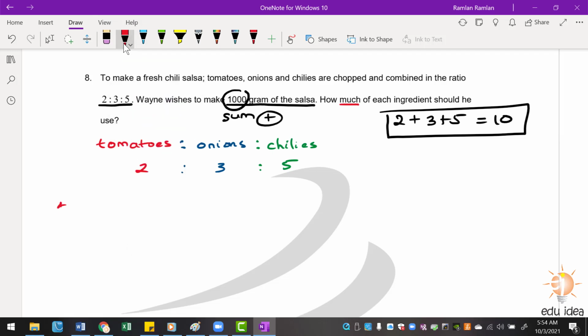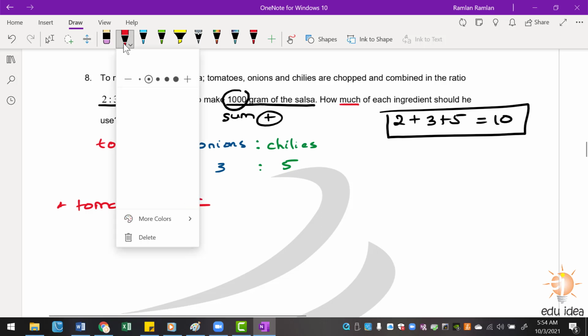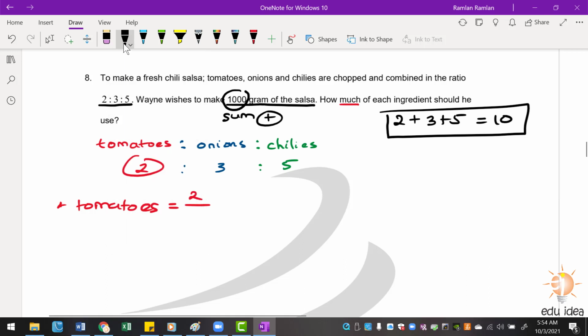So for tomatoes, because it is represented by 2, it's going to be 2 over, and we know that the sum of the ratio is 10, so it's over 10, because this 1,000 grams is the sum of all of them. Then 2 over 10, you multiply that with 1,000 grams, and that will be equal to 200 grams. So that is for the tomatoes.